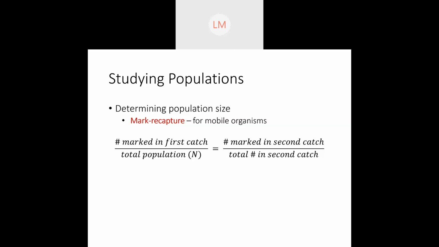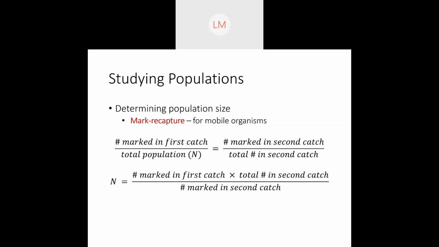So if we rearrange this, we get this equation here, because what we're looking for is our total population size. If we rearrange our equation, our total population, N, big N here representing our total population, is going to be the total number marked in the first catch times the total number in the second catch, divided by the number marked in the second catch. We're just taking that first equation and rearranging it.